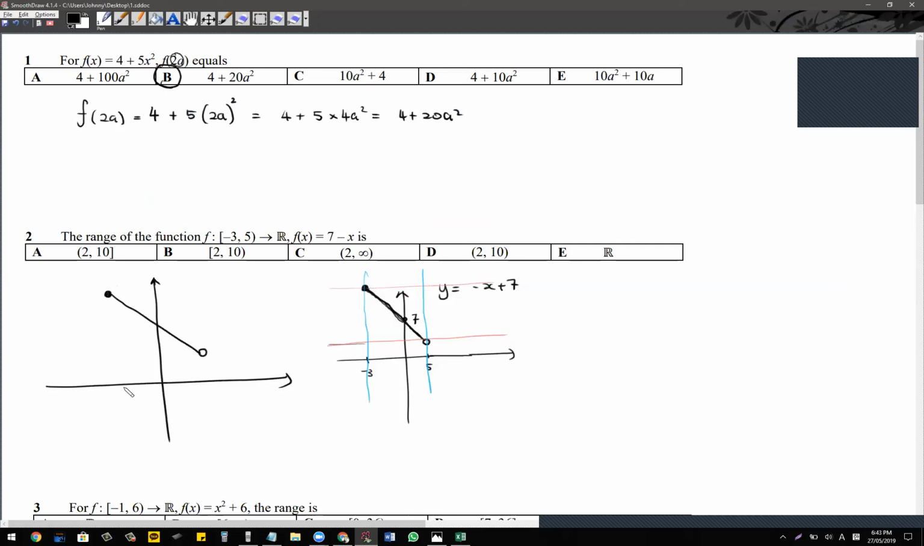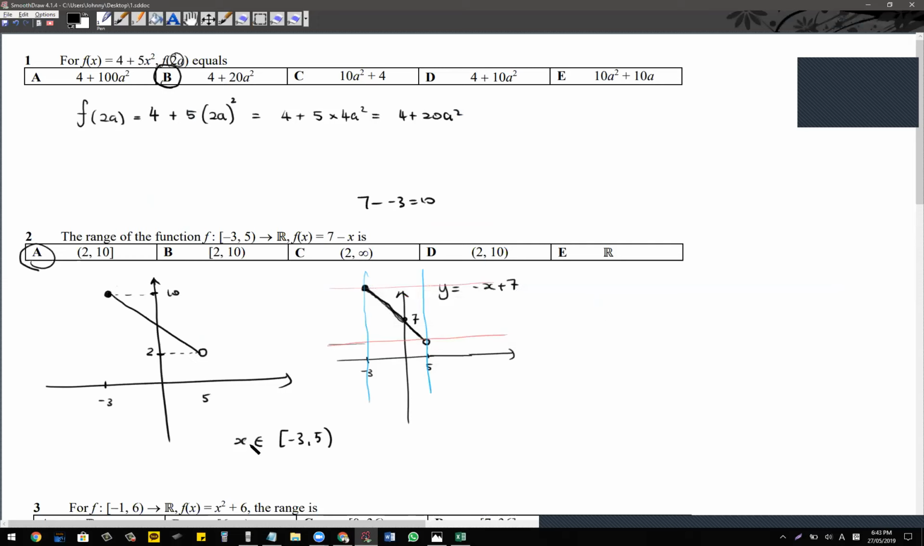We've got that situation. This is -3, 5. So the domain is x is an element of [-3, 5), including -3 and 5, right? But the thing is that when you plug in -3, 7 minus -3 is 10. So this is 10. And for this value here, plug in 5. 7 minus 5 is 2. So this is 2 here. So it doesn't include 2, you can see that, right? But it includes 10. So the answer is A.